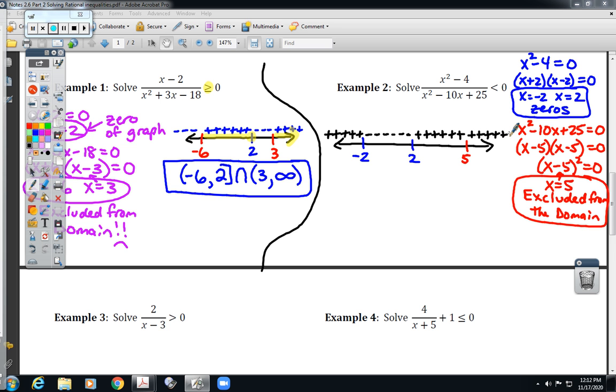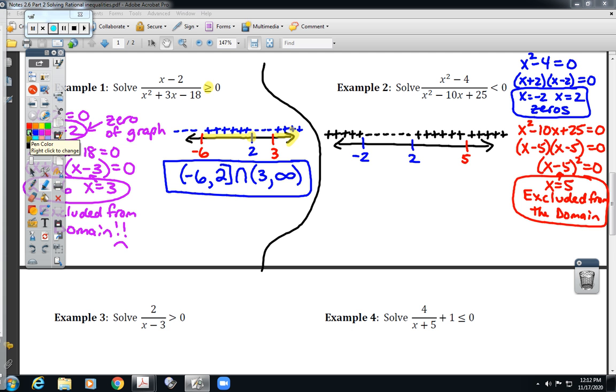Now, the basis for that is all based on multiplicity. Okay? That non-included value is a multiplicity of 2. That's why it didn't change. But that's a whole other discussion. Okay? We just need to pick a value from each interval and check. Okay? Then we turn our attention to writing our answer.